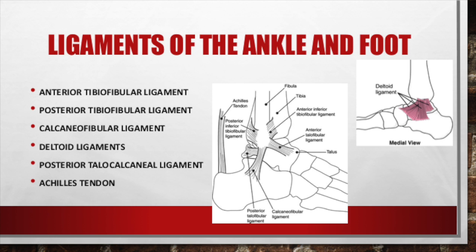Ligaments of the ankle and the foot. While there are many ligaments in the ankle and in the foot, here are some of the major ones. The anterior tibiofibular ligament, the posterior tibiofibular ligament, calcaneofibular ligament, deltoid ligaments, the posterior talocalcaneal ligament, and the Achilles tendon.